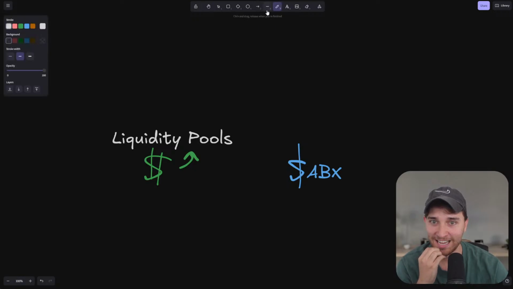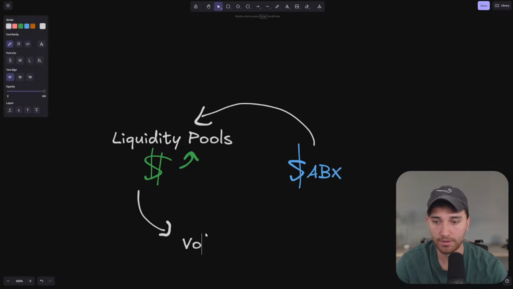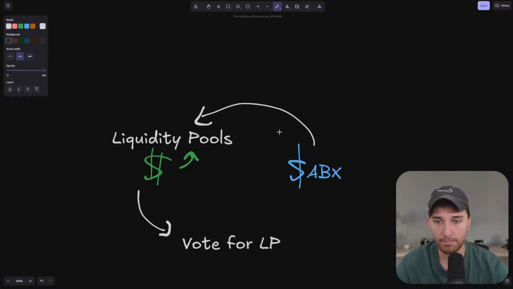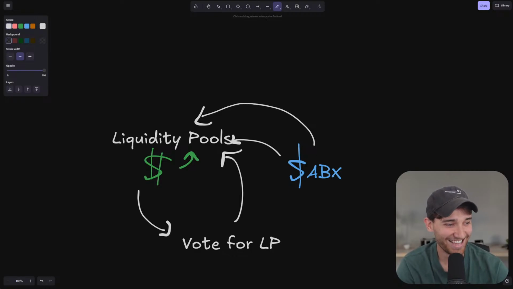Yeah, basically what I was saying, you get these ABX that goes in the liquidity pools, and then you choose to use that ABX to vote for liquidity pools. And then that ABX goes to the liquidity pool. It's kind of like a weird shaped flywheel here: liquidity pools get ABX, you use that ABX to vote for this liquidity pool, which gets more ABX, and then you use that to vote for this liquidity pool. So that's kind of what I'm building.